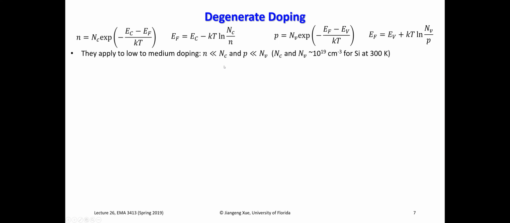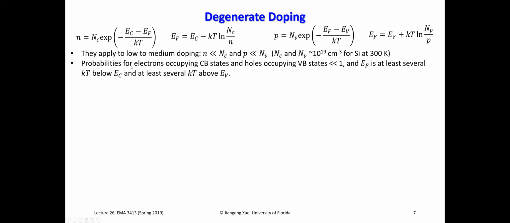The electron concentration is much smaller than the effective density of states in the conduction band. Hole concentration will be much smaller than the effective density of states in the valence band. They also say that the probability for electrons occupying the conduction band states and for the holes to occupy valence band states is going to be much smaller than 1. Equivalently, it says that the Fermi level is going to be at least several kT below the conduction band edge, or at least several kT above the valence band edge. So these are the relatively low doping situations.